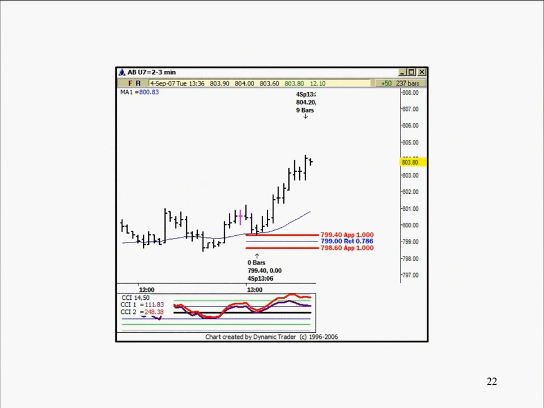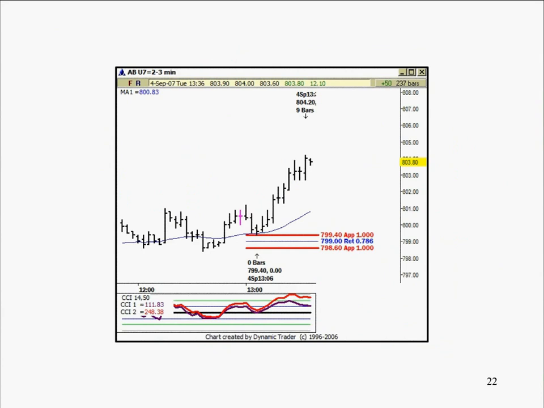Okay, this next example is, again, the Russell. It's on a 3-minute chart. Now, I only do one 3-minute chart during the day nowadays because it's just too much to keep up with so many charts, and the setups that occur on the higher time frame typically will give you more bang for your buck.